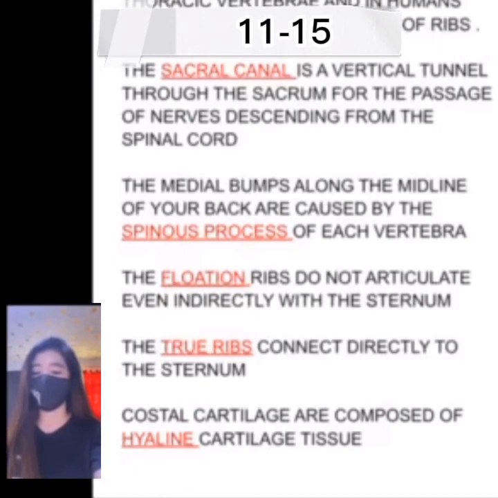The floating ribs do not articulate even indirectly with the sternum. The true ribs connect directly to the sternum. Costal cartilages are composed of hyaline cartilage tissue.